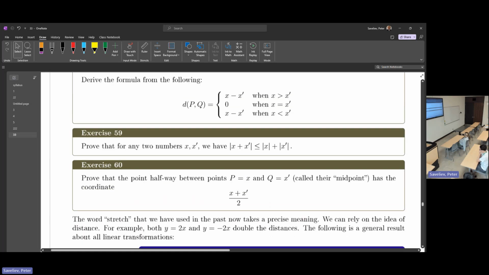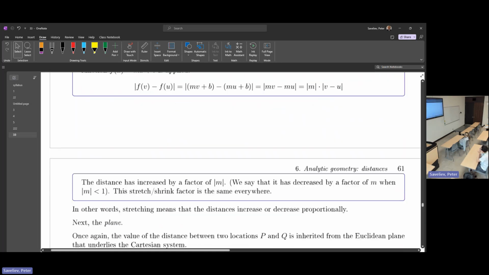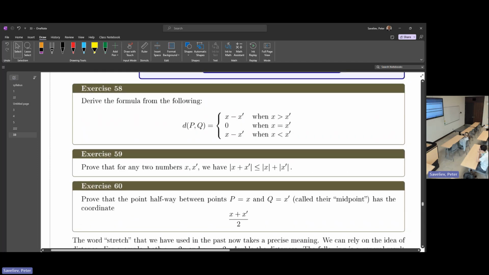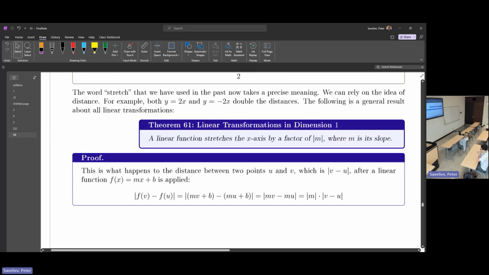Why so? Because in dimension 2, we want to have a similar function. Once again, the direction doesn't matter, except there are not 2 directions, there are infinitely many directions, and so that makes things slightly more complicated.